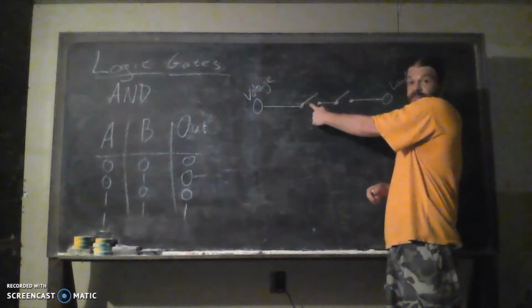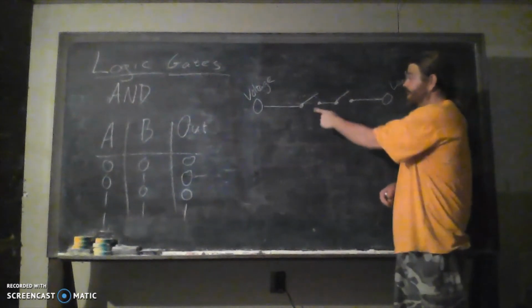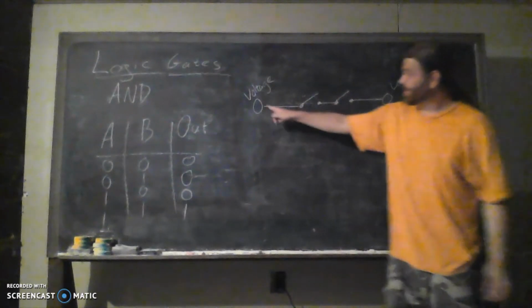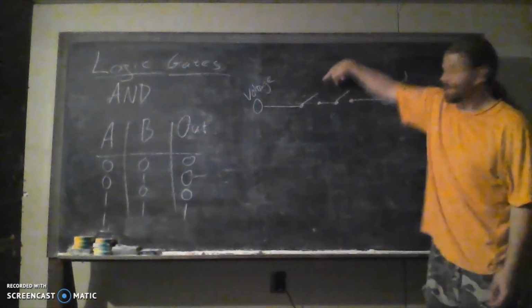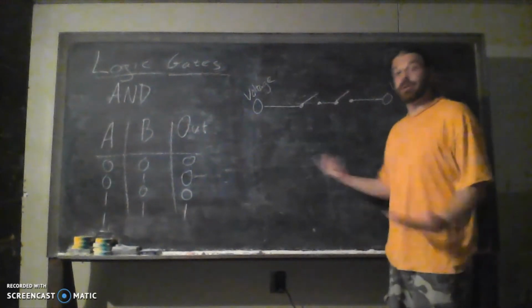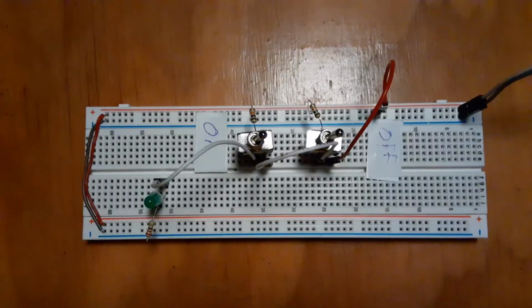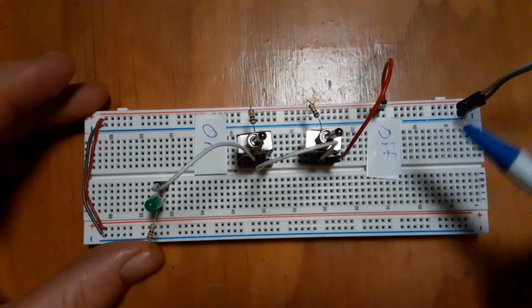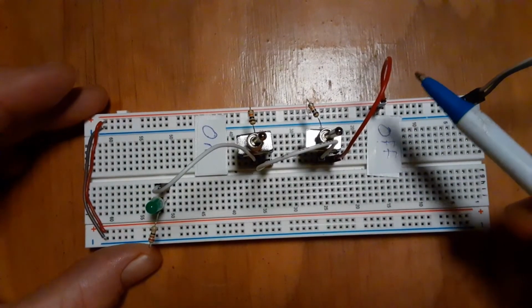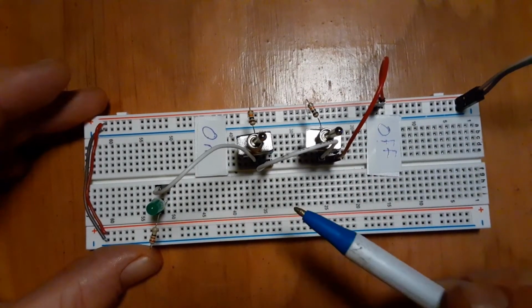So you can almost see from the picture, the way we draw a switch in a schematic, the current can't flow through there while the switch is open. So the only way the current can get from the voltage to the load is if both switches are turned on. So let's go take a look at that real quick. And so here's what that looks like wired up as a circuit.